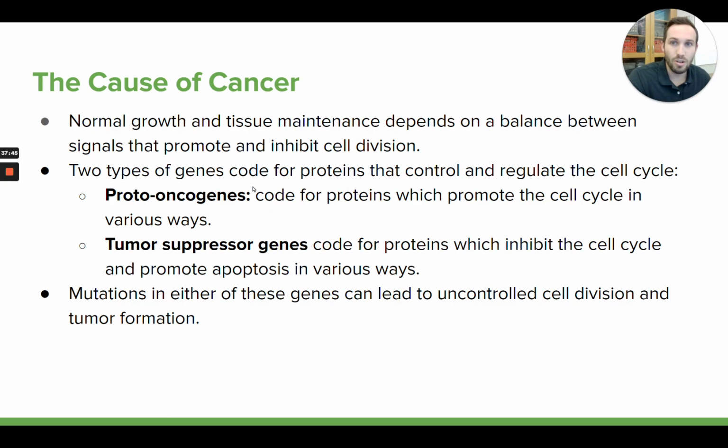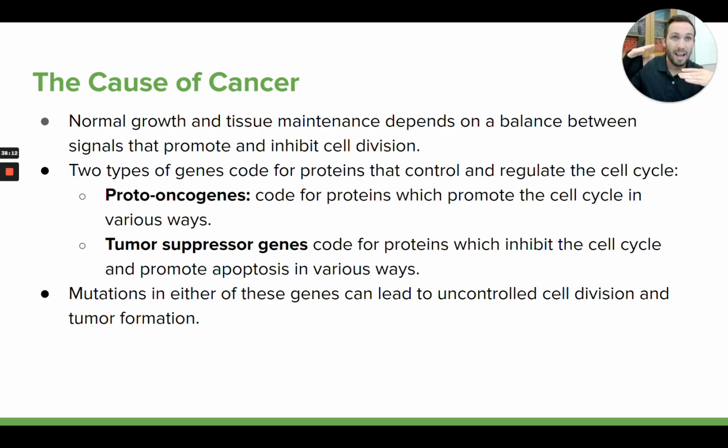And so there's two types of genes involved in this whole thing with the cell cycle being controlled. There's things called proto-oncogenes and tumor suppressor genes. And these are two categories of genes that code for a huge variety of proteins. So genes code for proteins, and these proteins have specific jobs.